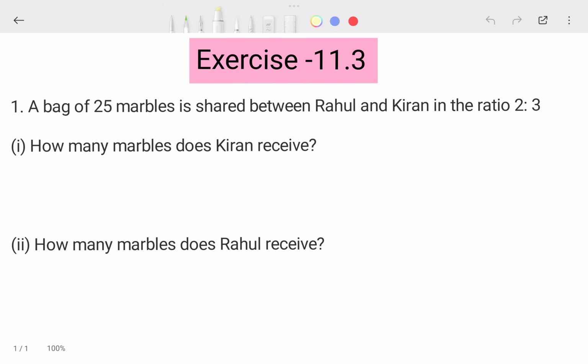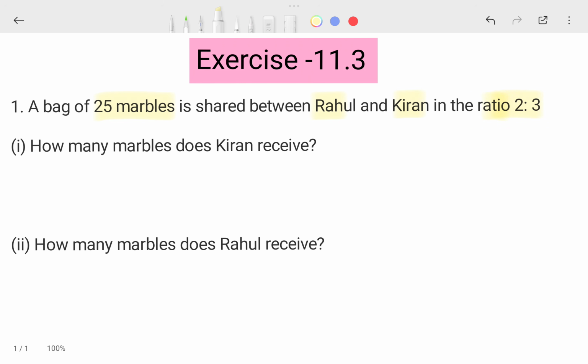The first question says that there is a bag of 25 marbles. In this bag there are 25 marbles. I hope you know about marbles, which you may also see in your house, where the floor is made with marbles. The bag with 25 marbles is shared between Rahul and Kiran in the ratio of 2:3.